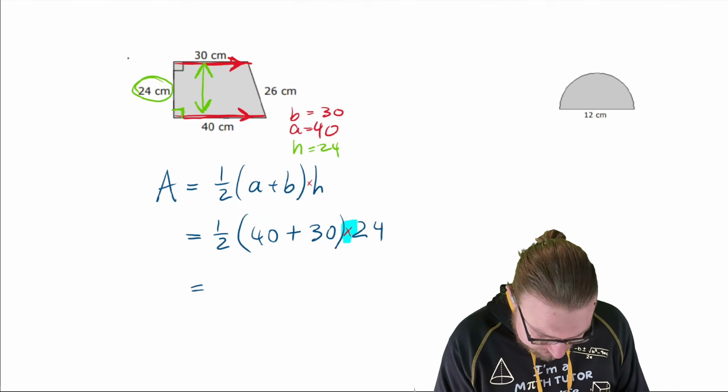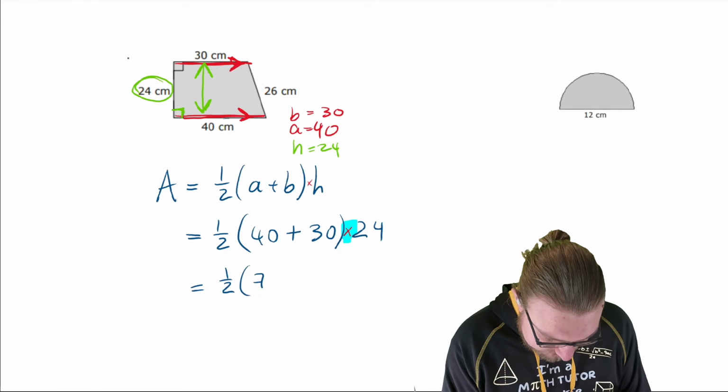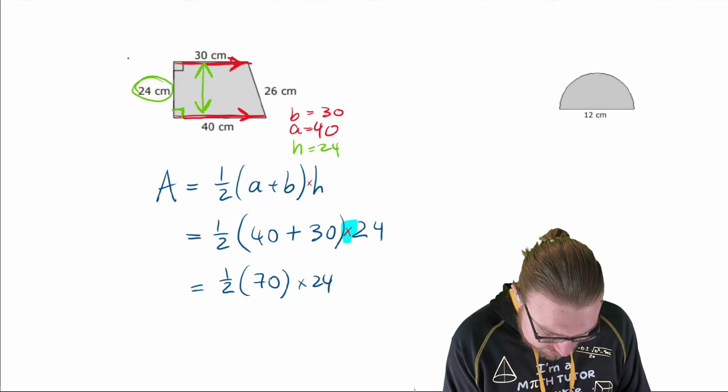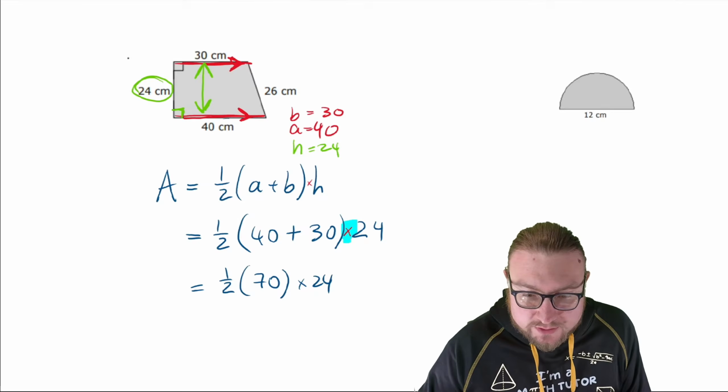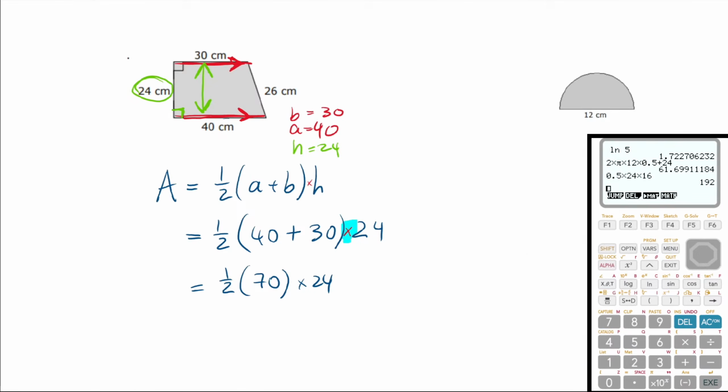So again, we can put this in the calculator. We get half times 70 times 24. So let's get our calculator out and we're going to type that in. We're going to get half times 70 and then times 24. And we're going to get 840. So we have 840 in unit centimeters and again squared because we have an area.